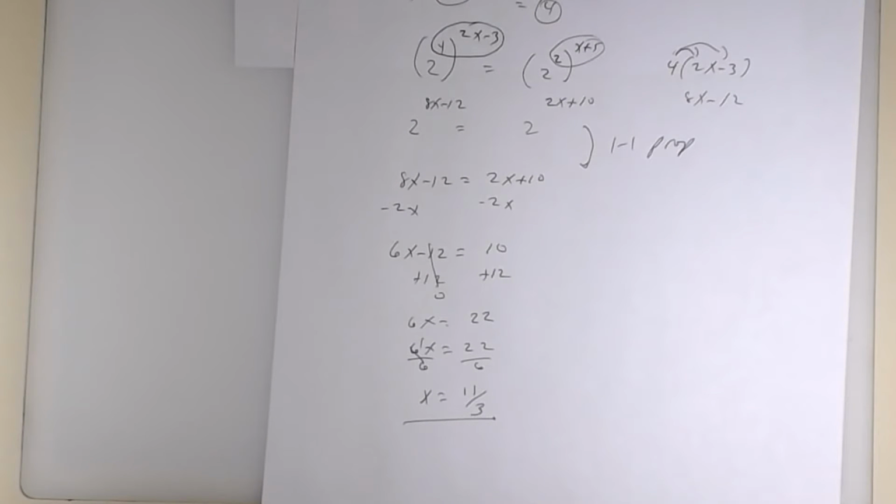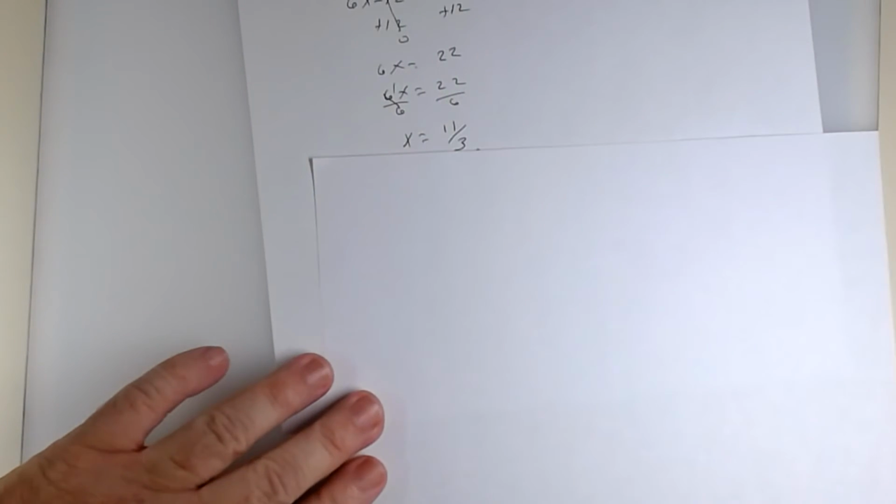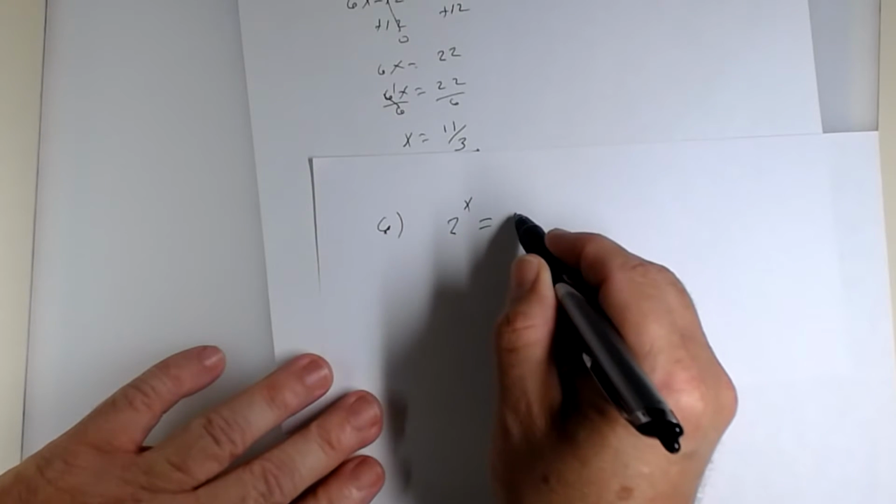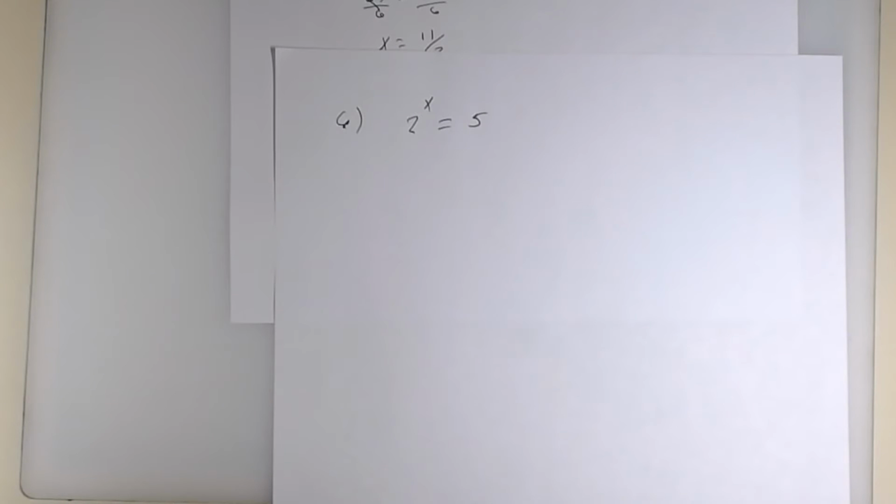All right, now, what if you had this, though? What if we had that? 2 to the x equals 5. What kind of equation is this? Exponential. And the way we just did it was we rewrote it to where the bases were the same. Is there any way you can get the bases to be the same? No. So I cannot do this one like I just did.